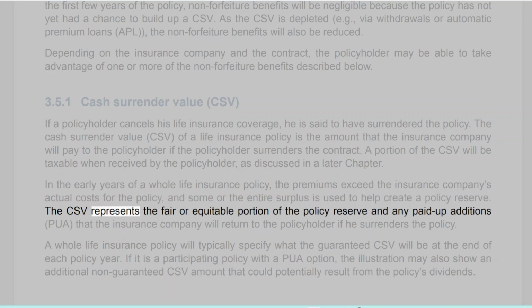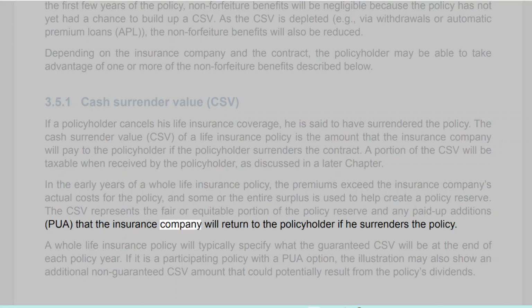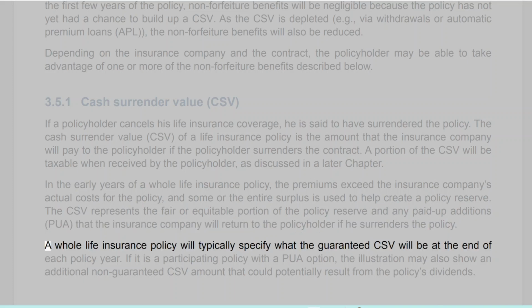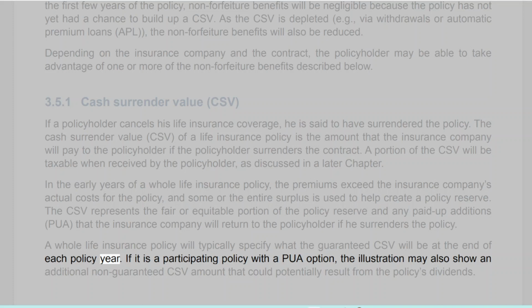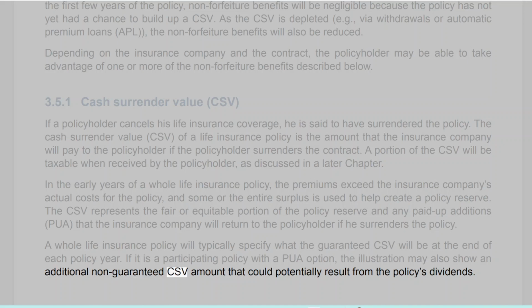The CSV represents the fair or equitable portion of the policy reserve and any paid-up additions, PUA, that the insurance company will return to the policyholder if he surrenders the policy. A whole life insurance policy will typically specify what the guaranteed CSV will be at the end of each policy year. If it is a participating policy with a PUA option, the illustration may also show an additional non-guaranteed CSV amount that could potentially result from the policy's dividends.